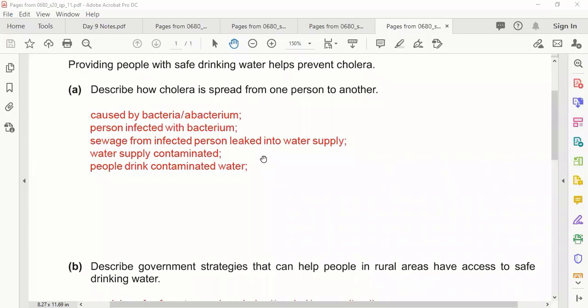Okay, now this you should answer, Aula. Describe the government strategies that can help people in rural areas have access to safe drinking water. You know the meaning of rural area? Which areas are these? Villages. Yes, villages. In these areas, what should the government do so they can provide safe drinking water for the people? Tell me.